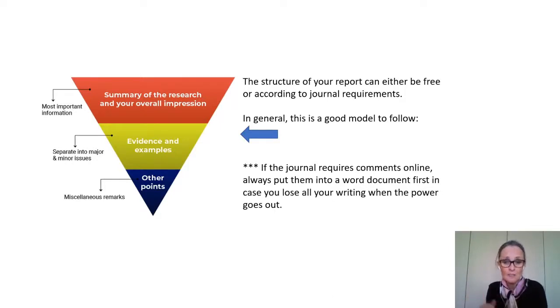So high-level comments after the summary of the research, which would be saying the authors considered this and looked at that and used this method and found this. So you show you understand the manuscript. The second part is the evidence and the examples. So here you would really separate out what were major issues and minor issues. So you've started with a sort of general paragraph, then you go into the high-level things.